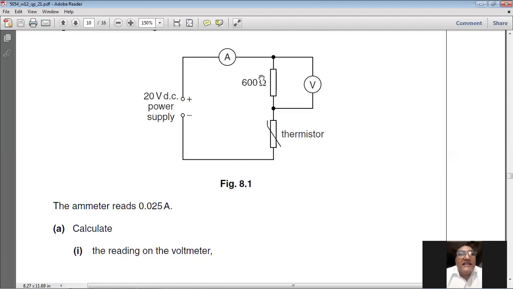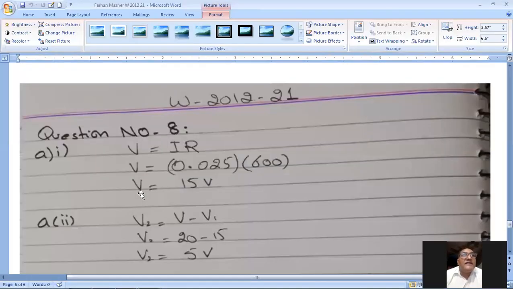The I is 0.025 amp, and the value of the resistance is 600 ohm. So by doing the calculation, you can calculate the voltage drop, and the answer will be 15 volt. I have done this on paper. Let me show you my work.